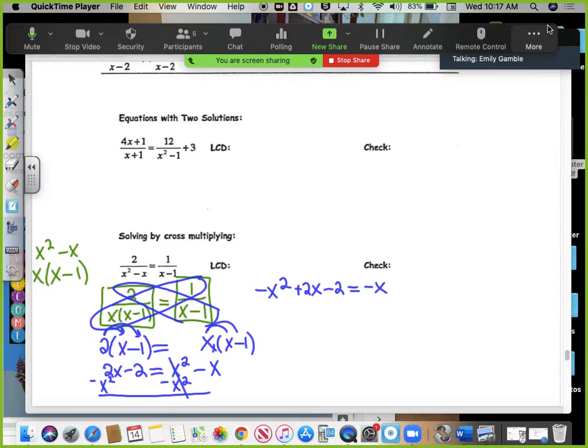Now I want to move the negative x to the left. I'll do that by adding x. So I'm going to add x to both sides and simplify. Negative x squared plus 3x minus 2 is now equal to 0 because these cancel out.